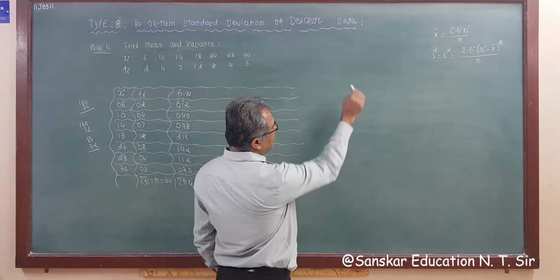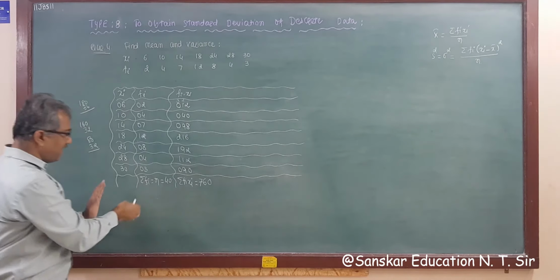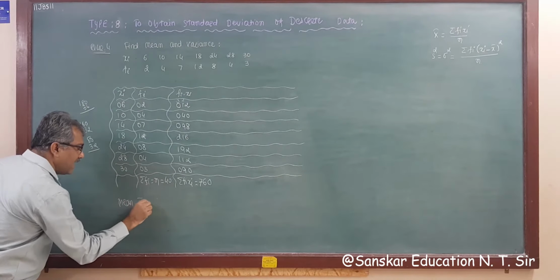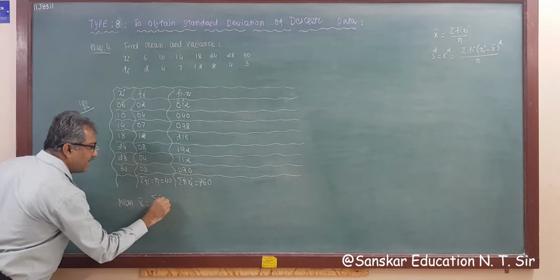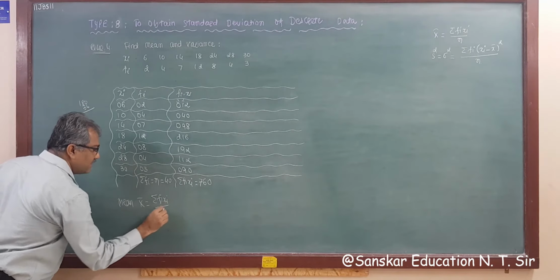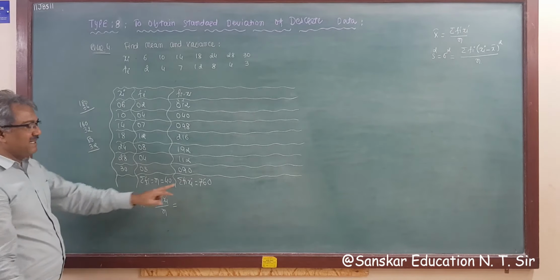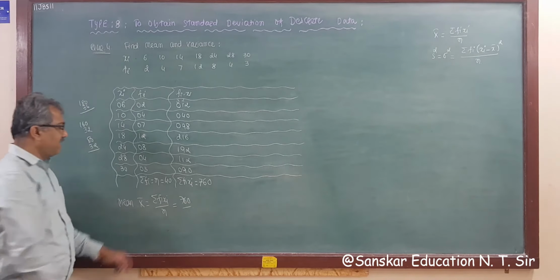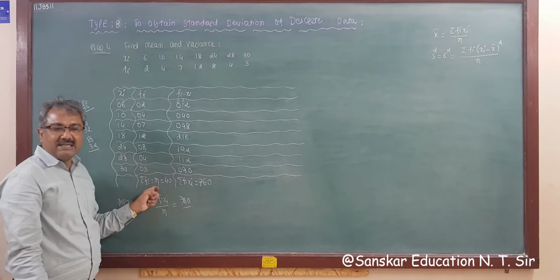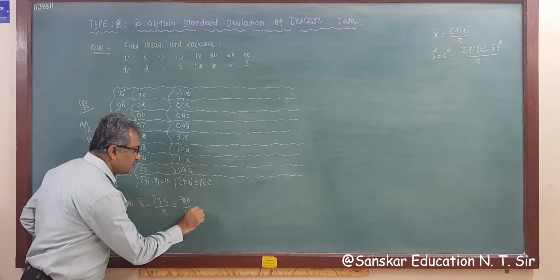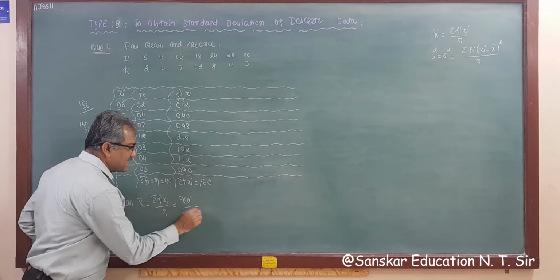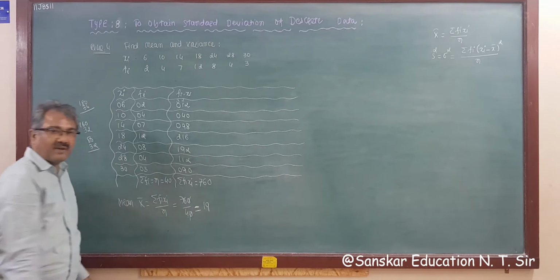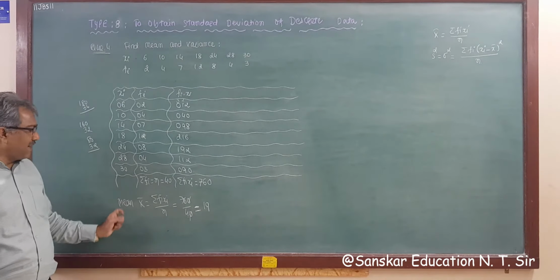So mean first, for the first method, I am finding here. x bar is equal to sigma fi xi upon n. Sigma fi xi is 760, divided by the total number of observations n, which is 40. So cut the zero, 76 by 4 is 19. So your mean x bar is 19.